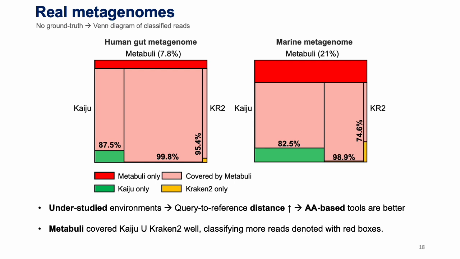It is because in an understudied environment, the query-reference distance is increased, so for amino acid-based tools, high sensitivity is quite critical. But yeah, Metabuli also here covered both classifications of Kaiju and Kraken2, and also made more classifications, which are denoted with white boxes. So we can say the same results as CAMI2 are reproduced.